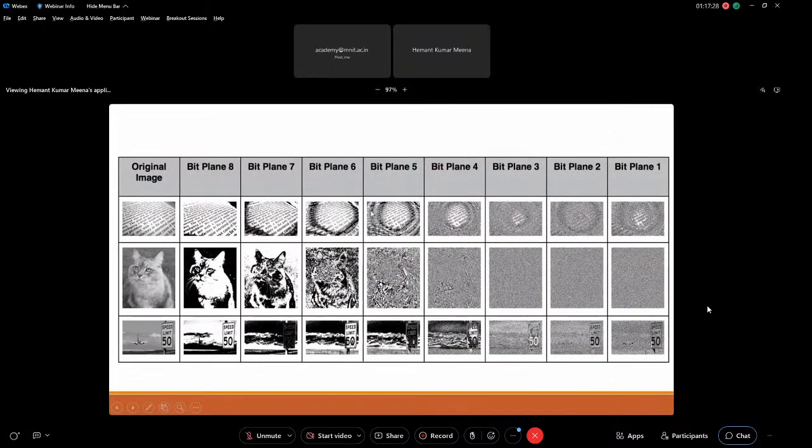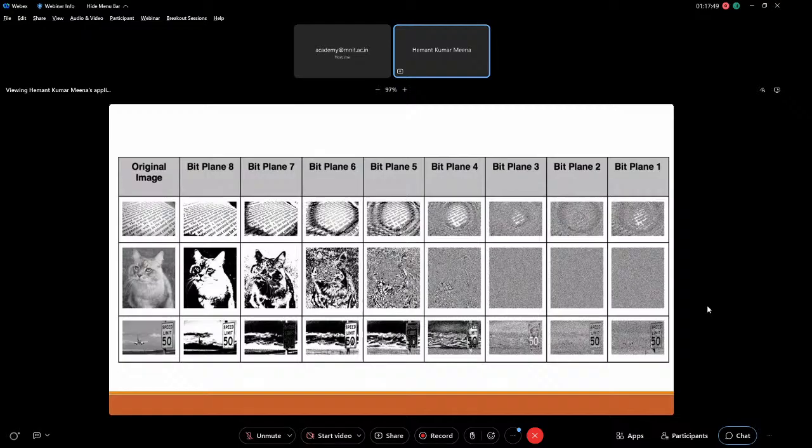So these are the things again at the bit plane. Another application has been shown of which bit planes you should emphasize so that for different images you are able to better differentiate the information in one image in comparison to another image.